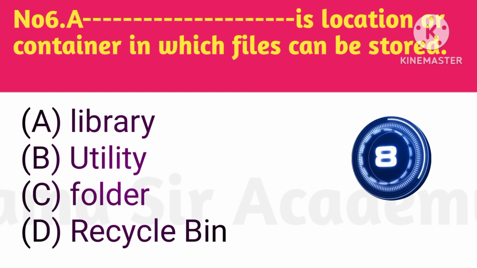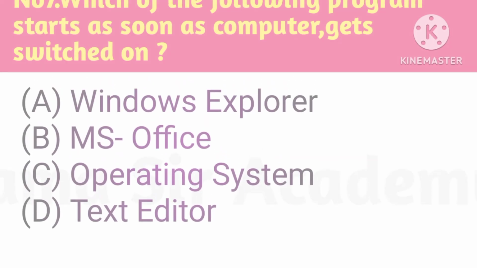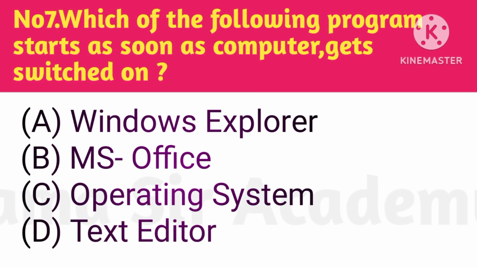Number 6. A is location or container in which files can be stored. A. Library. B. Utility. C. Folder. D. Recycle bin. Right answer is option C. Folder.